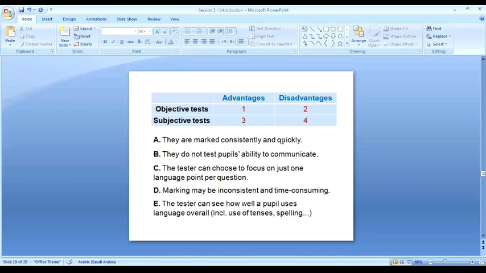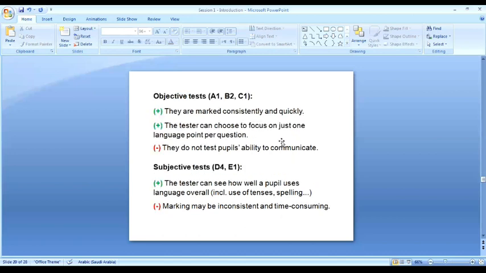So are these subjective? Let us see the answers. This is the objective test. This is a positive, an advantage. When we have a negative, this is the disadvantage. So they are marked consistently and quickly: this is the objective, and this is an advantage. The tester can choose to focus on just one language point: this is an advantage of the objective test. The disadvantage is they do not test pupils' ability to communicate.